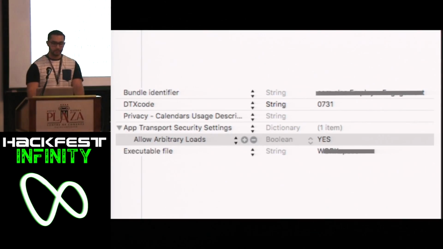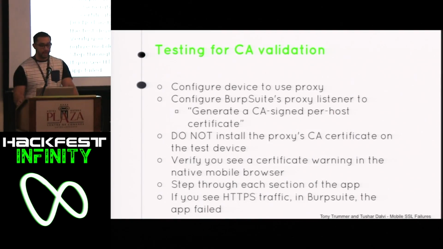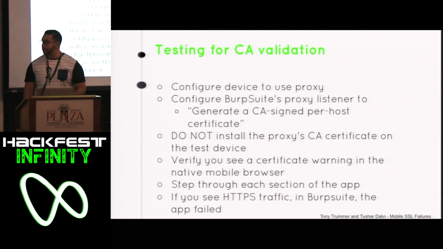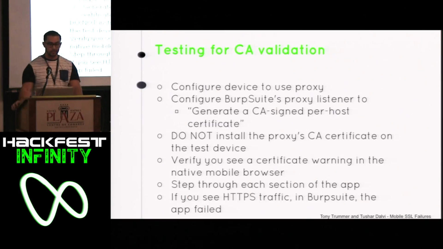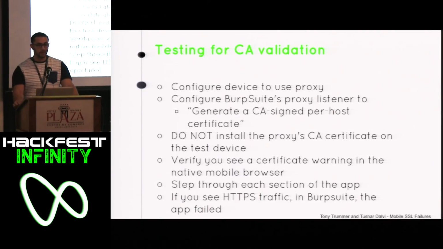But as far as testing for certificate validation or CA validation, here are some steps from my buddy Tony, who's the director of security for Tinder. He was working with LinkedIn when he did this research, talking about mobile SSL failures. Now, basic steps to test if the certificate is valid through CA validation through Burp: you configure your app to use the proxy, so you go through the Wi-Fi settings, set the proxy settings up, configure Burp. The Burp listener generates a CA-signed per-host certificate, and you're not even installing the certificate on the device yet, not even navigating to Burp's listening IP and cert URL. Then you'll verify to see if there are any browser warnings, step through parts of the app, and if you see HTTP traffic in Burp, then the app's failed.